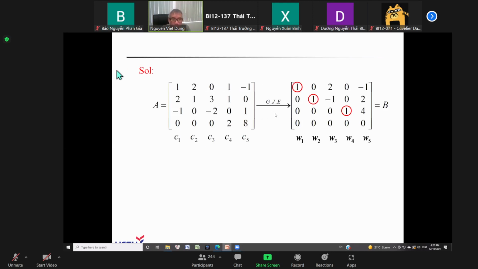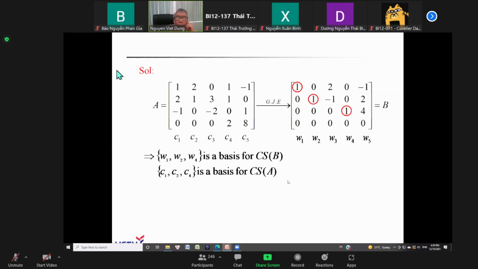You transform A into row echelon form. Then the columns containing the leading ones will be a basis for the column space of the matrix B. Then the corresponding columns of A will be the basis for the column space of A. So we get c1, c2, and c4 as a basis for the column space of A. And obviously it is a basis for the range of T.